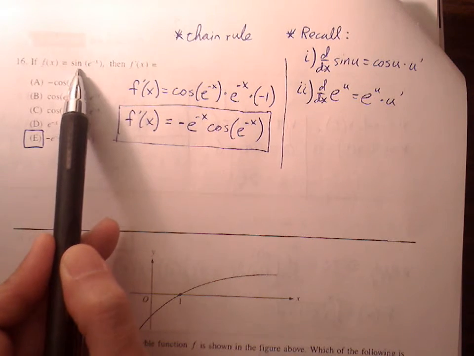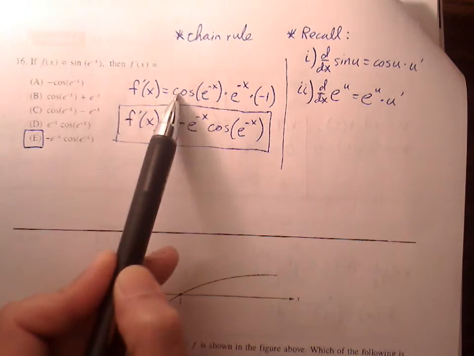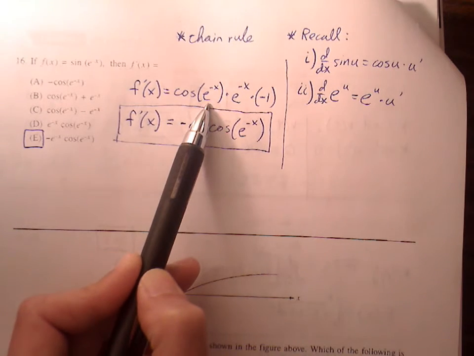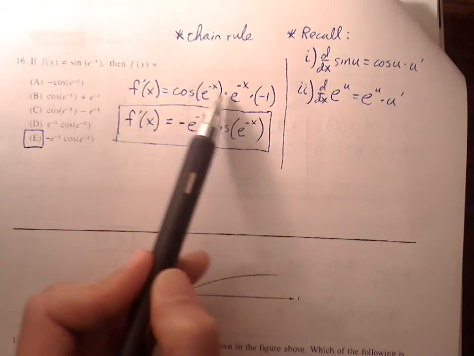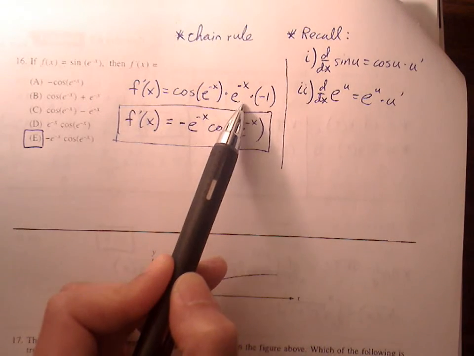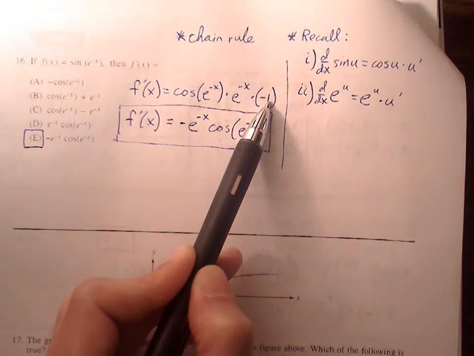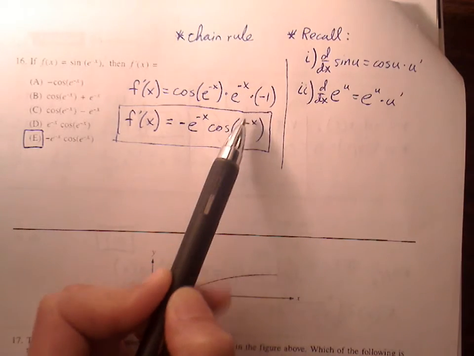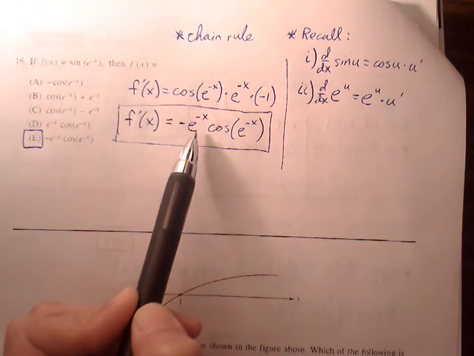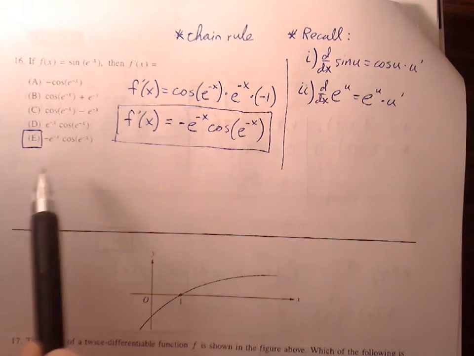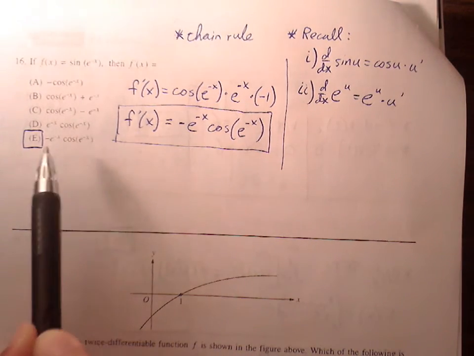So outside's derivative is sine u's derivative, which is cosine of u. And then we're ready for the inside's derivative. So e to the u's derivative is e to the u times u prime, so e to the negative x times negative 1. So we have our derivative. We just have to clean this up a little bit, push the negative and the e to the negative x in the front, and we can make it match answer choice E.